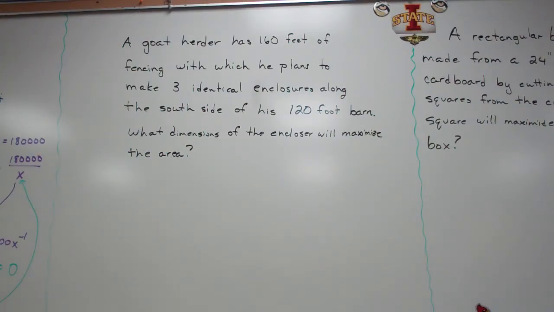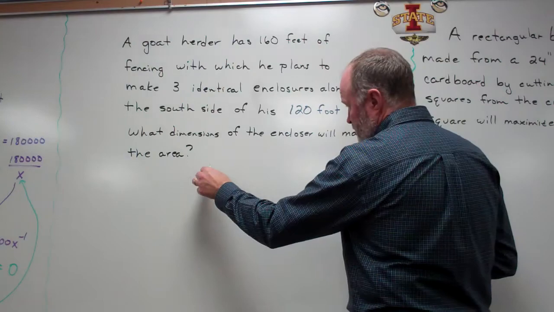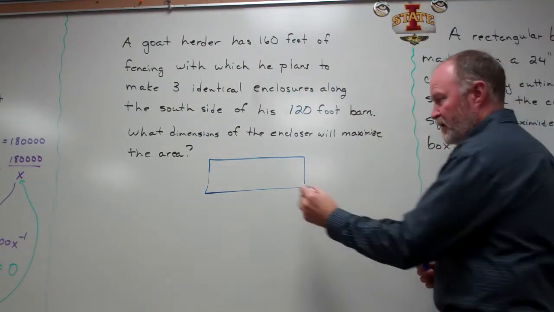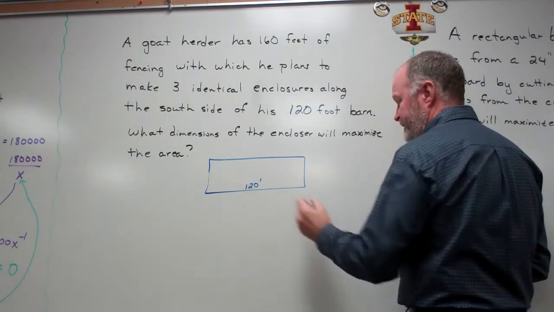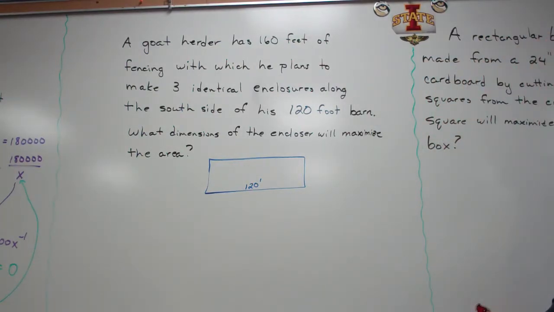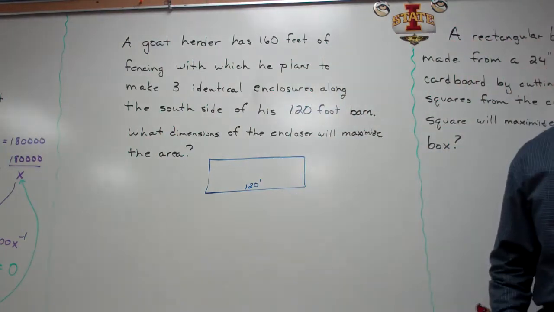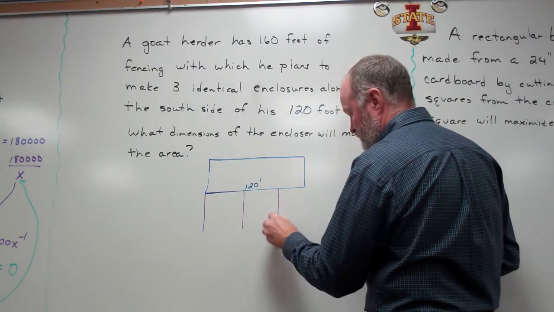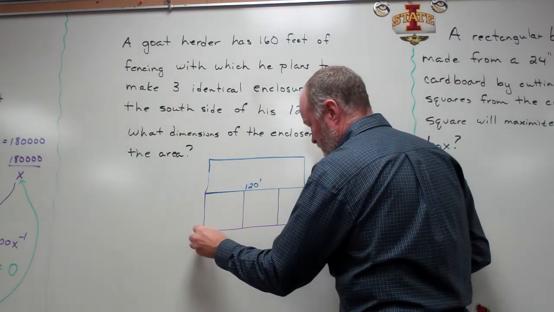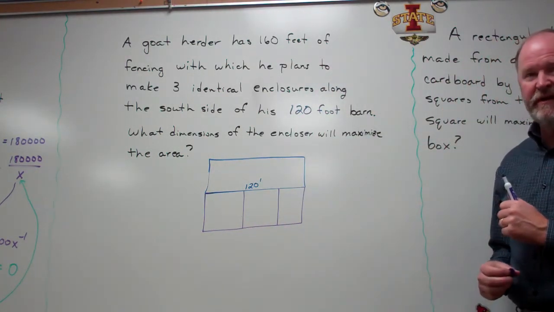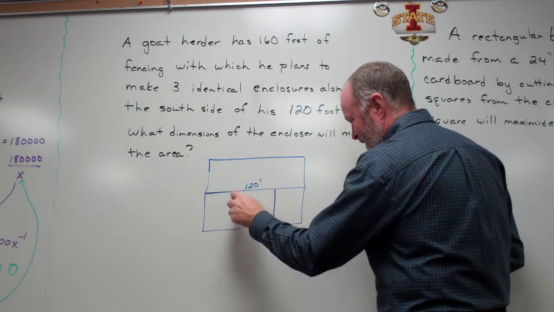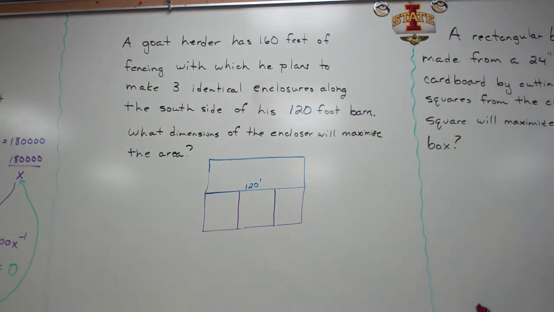So we got to draw what we got first, huh? Yeah. Let's draw a barn. What do you know about that barn? That's 120 feet right there, huh? And off of that I need to make enclosures. They all have to be the same. They're not, but pretend they are. That's better. How should I label it?